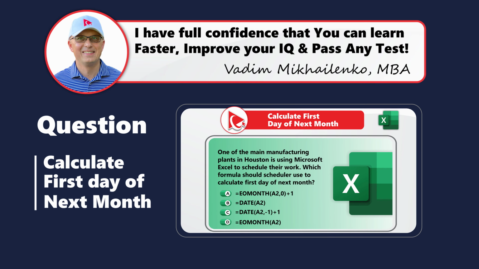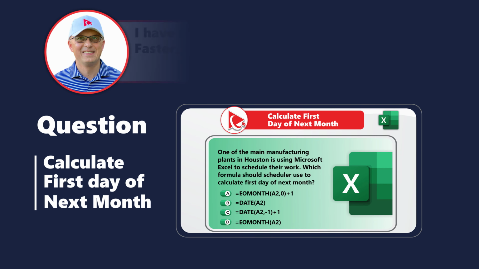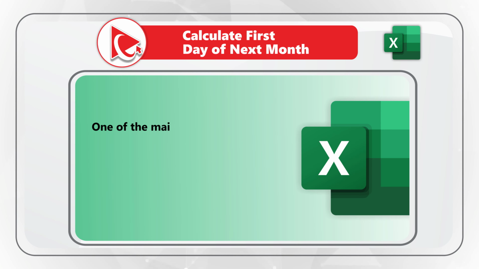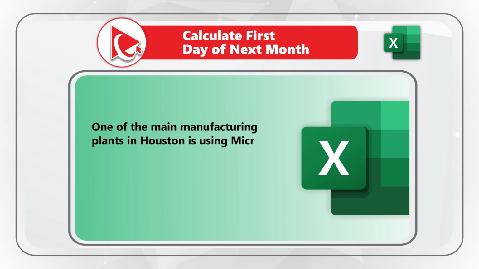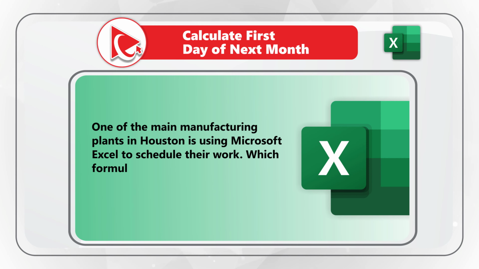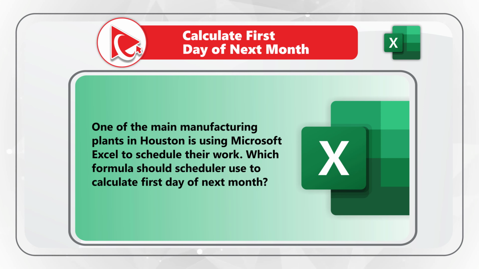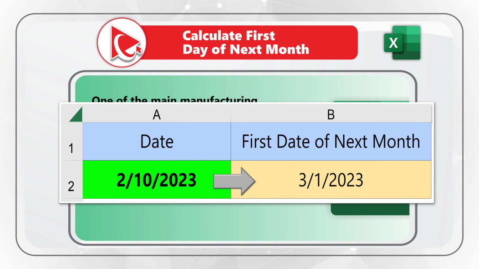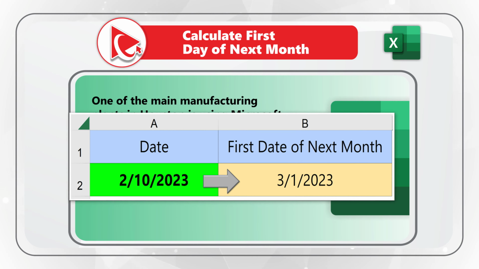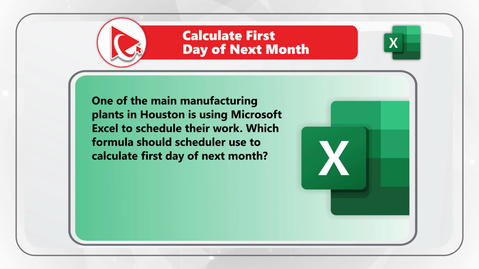Here's the very interesting Excel test question where you need to calculate the first day of the next month. One of the manufacturing plants in Houston is using Microsoft Excel to schedule their work. Which formula should the scheduler use to calculate the first day of next month? You're presented with today's date, which is February 10th of 2023, and you have 4 different choices for the formula.